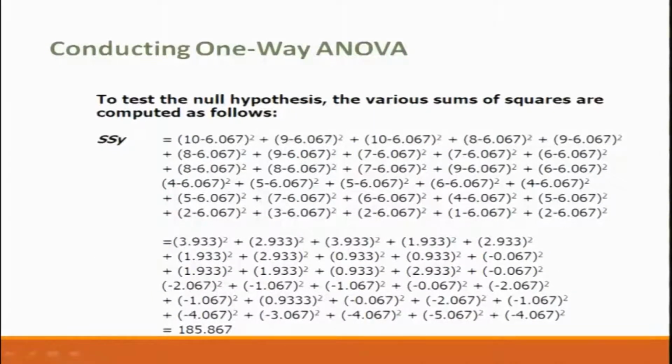So, this is for 10 minus the grand mean, 9 minus grand mean, 10 minus grand mean. This is for group 1, group 2 and group 3. We got these values, and we got the final total variation as 185.867. This is the calculation, this is how the mechanism of ANOVA works.